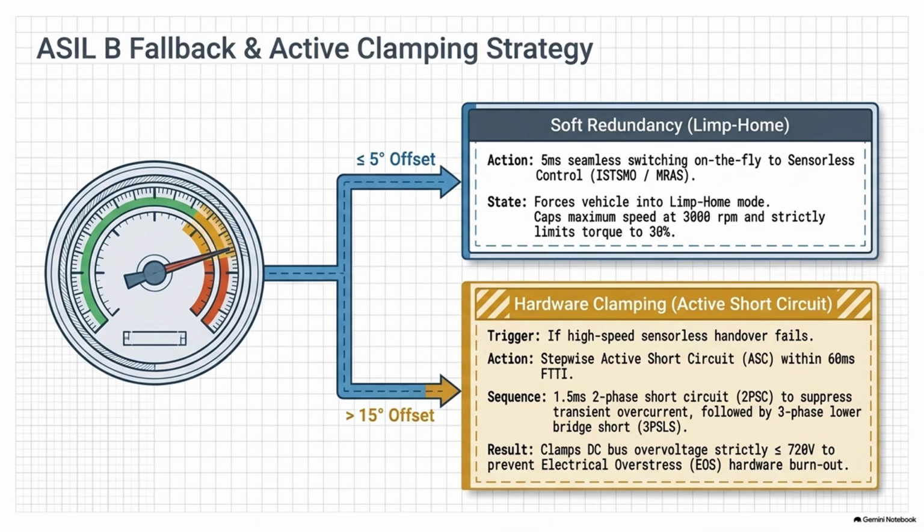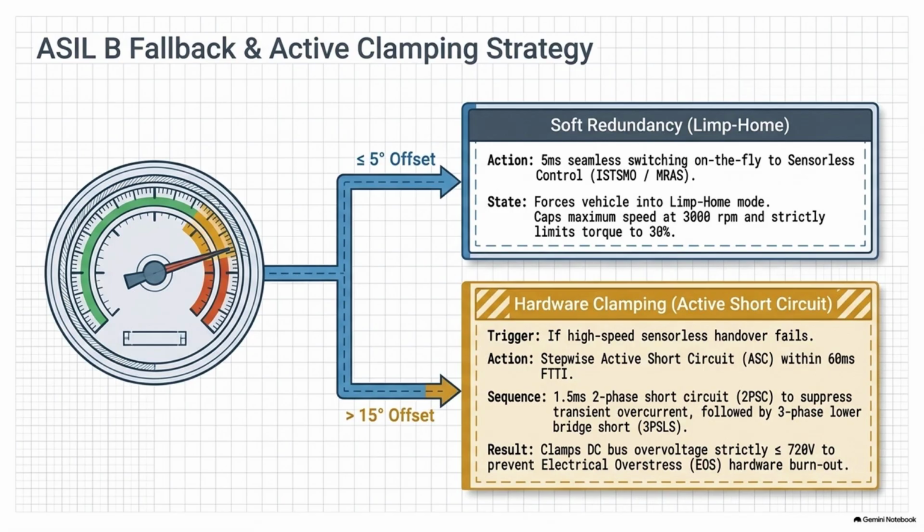This is the hard safety clamp. The hard clamp. If the sensorless switch fails to lock on at high speeds, you have a massive permanent magnet motor spinning wildly out of control. And because it's acting as a generator, it is pumping massive, unregulated, chaotic voltage back up into the car's electrical system. And that FTTI 60 millisecond clock is almost out. You have milliseconds to prevent an electrical fire.